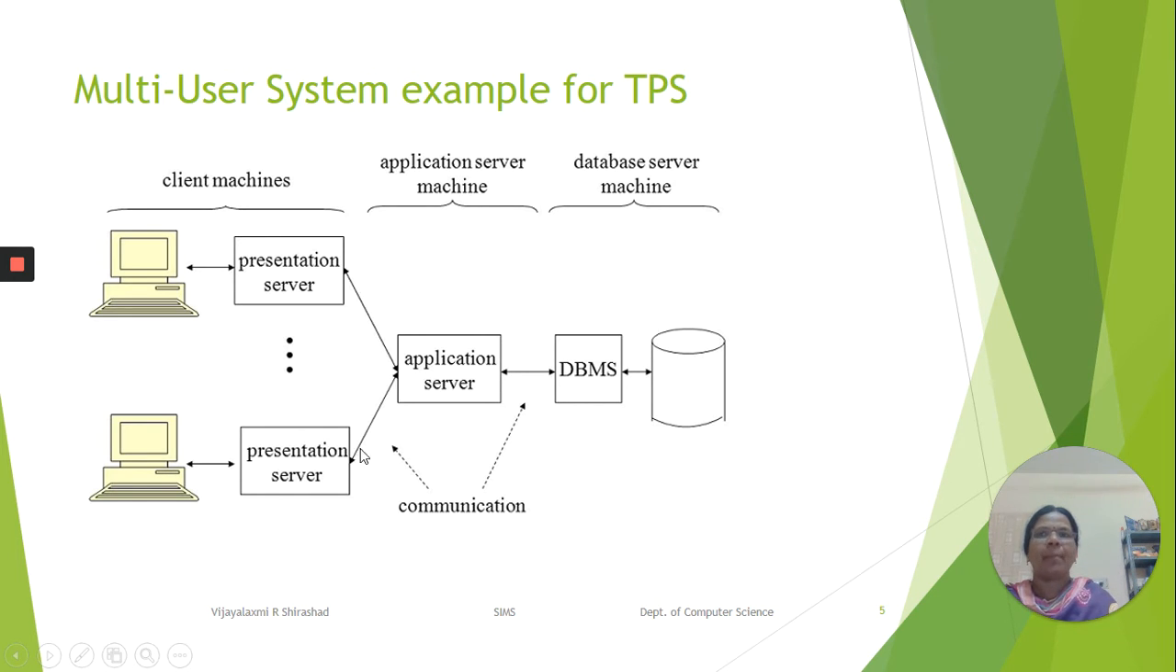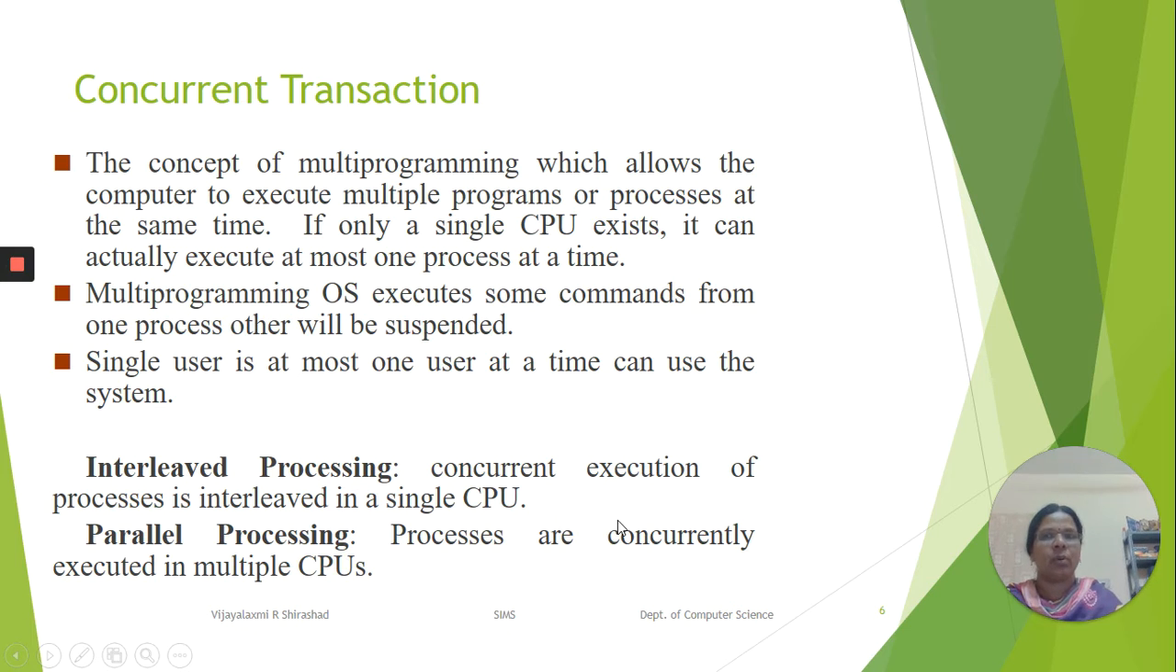This communication will happen through TPS, that is nothing but the transaction processing system. So through this communication, the data we require is accessed through the application server by the clients. This multi-user system is an example of client-server architecture. Such an architecture is also called a three-layer architecture, which you already studied in the beginning of the DBMS.